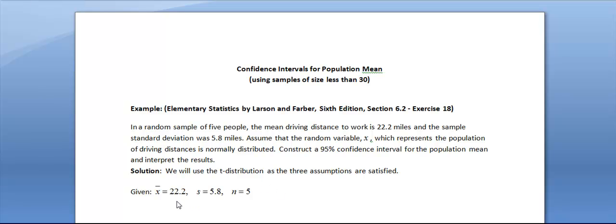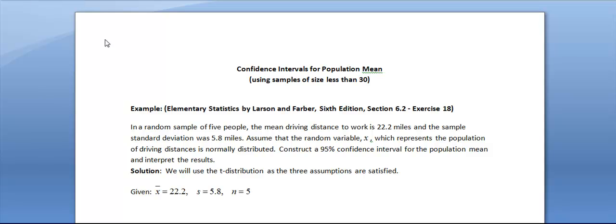The first thing to do is to identify the numbers given in the problem in terms of symbols so that we can substitute them appropriately into the formulas. So 22.2 miles representing the mean driving distance is x bar as it comes from a sample. 5.8 is the sample standard deviation of the same sample and that represents s, and the sample size n is 5 because there are 5 people in the sample.